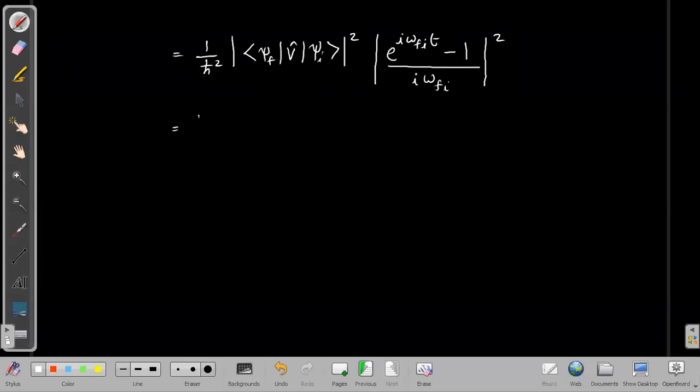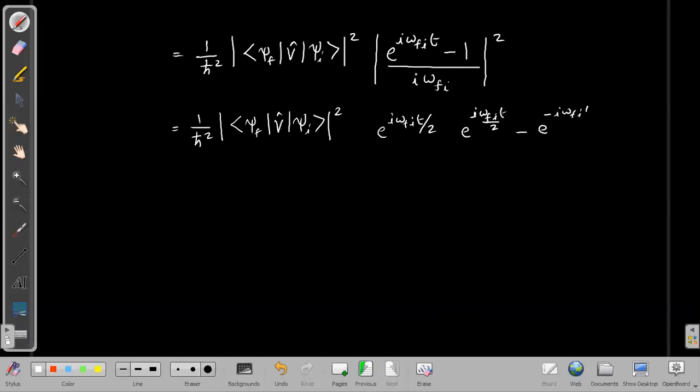So this is 1 by ħ square, the magnitude of the inner product ⟨ψf|V|ψi⟩ mod square, then (e^(iωfi t/2) times (e^(iωfi t/2) minus e^(-iωfi t/2))) all divided by (i times ωfi), again all mod square. So this mod square would be equal to 1.